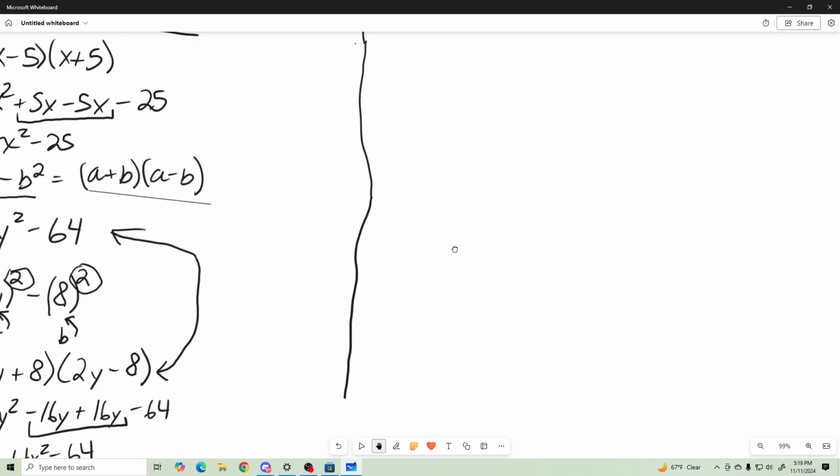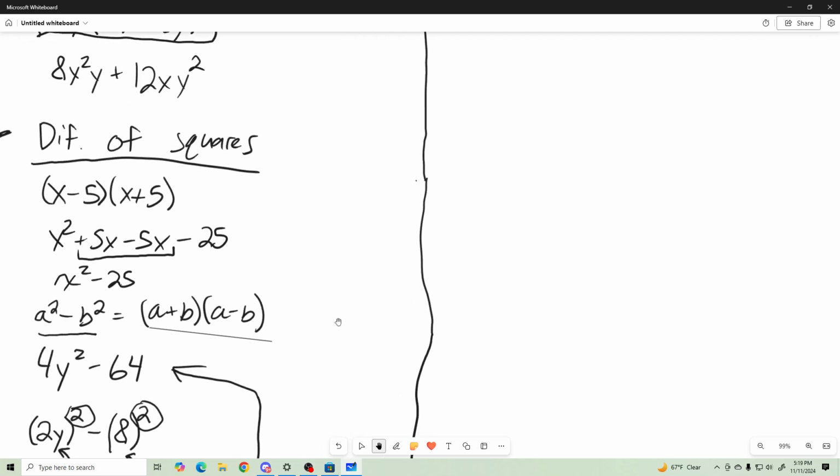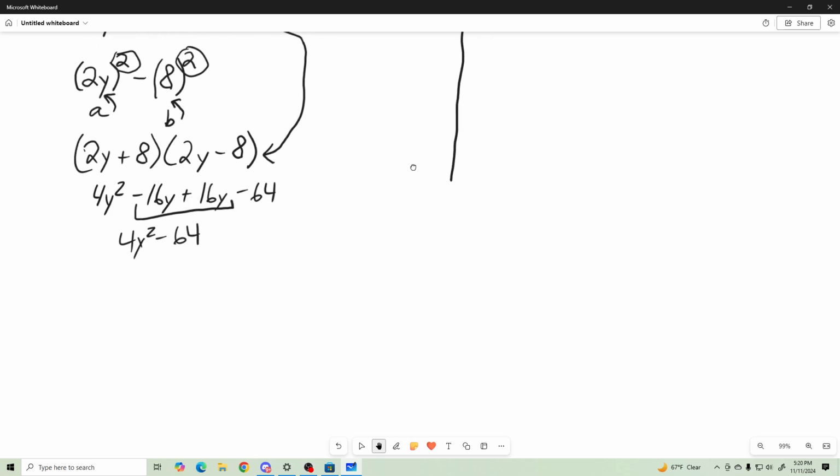So if you want to try one on your own, we'll come back up here. Go ahead and try this one. All right. So go ahead and try 8x squared minus 18. And I'll give you a hint. Take out a GCF before you actually do the difference of squares. It'll help you out. You'll see what I mean. All right. So let's move on to the next thing.